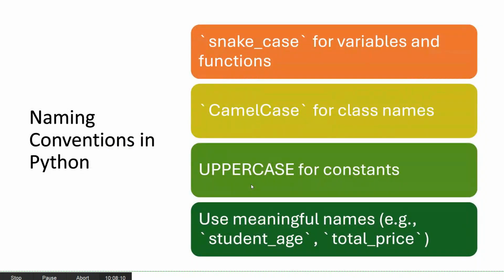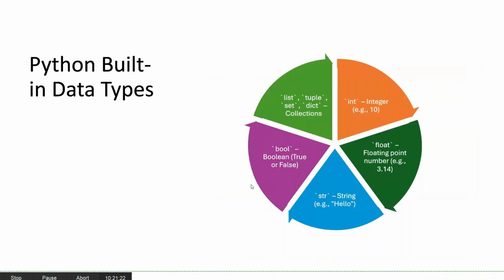Use meaningful naming conventions. For example, student_age, total_price. When two words are involved in a variable, it is better to separate those two words using an underscore. These are the Python specific naming conventions being used.